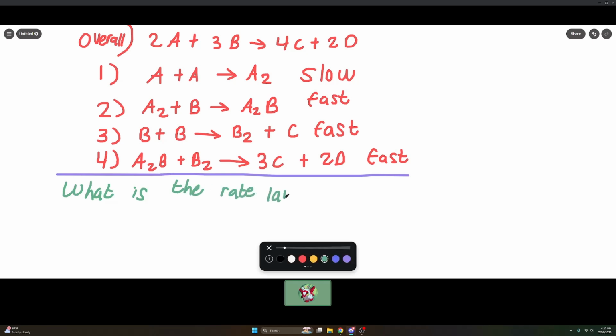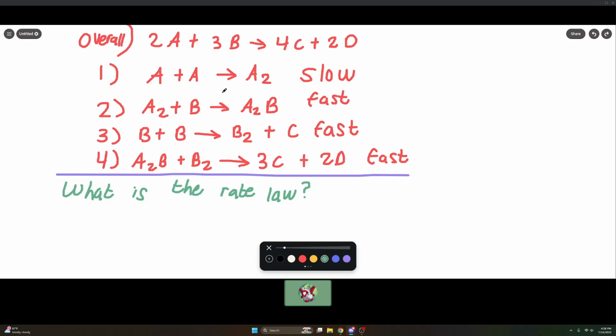With this one, there's no way to get K because we don't have any numbers, right? I didn't tell you how much A, how much B. We don't know what the speed is, what's the rate of any of these steps. Only thing you know is this guy's slow. So, the secret sauce for this type of question is that we need to identify and utilize our rate determining step. That's the keywords that I mentioned last video.